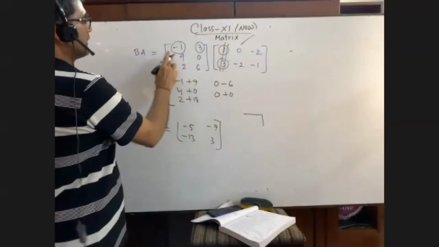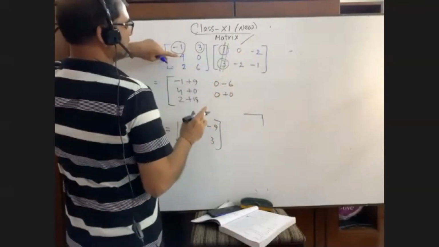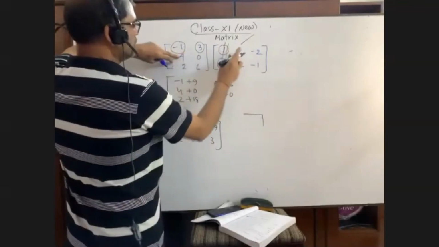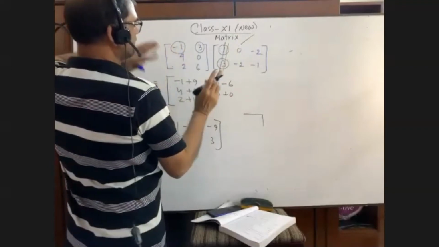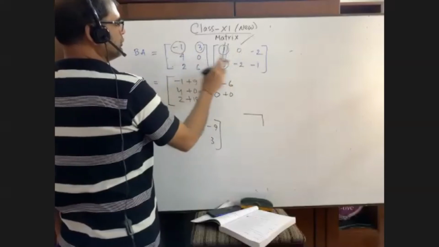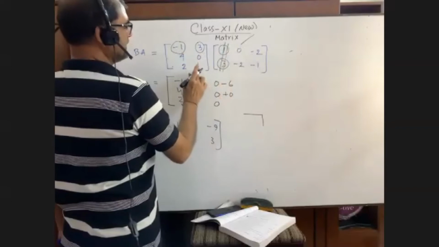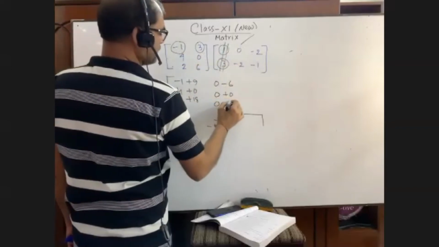Let me check again. 4 into 0, 0. Wait. Someone is making sound. 4 into 0, 0. Okay, just wait. 4 into 0, 0, 0 into minus 2, 0. 2 into 0, that is 0. 6 into minus 2, that is minus 12.